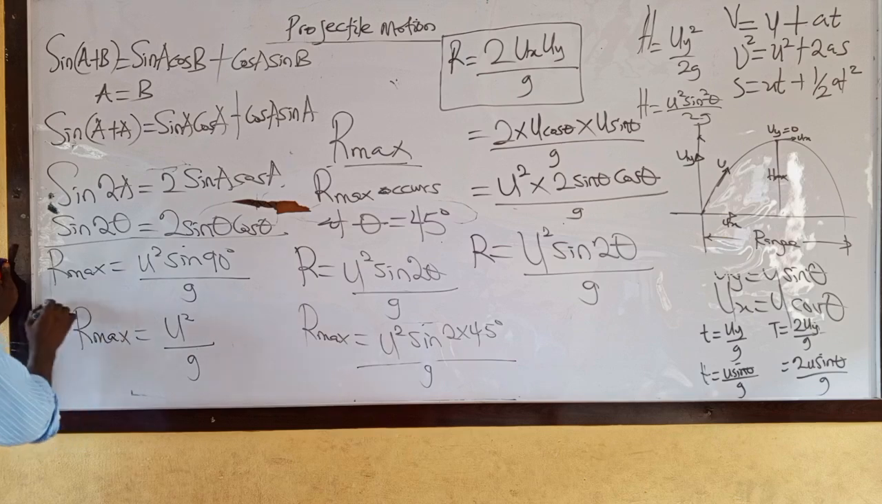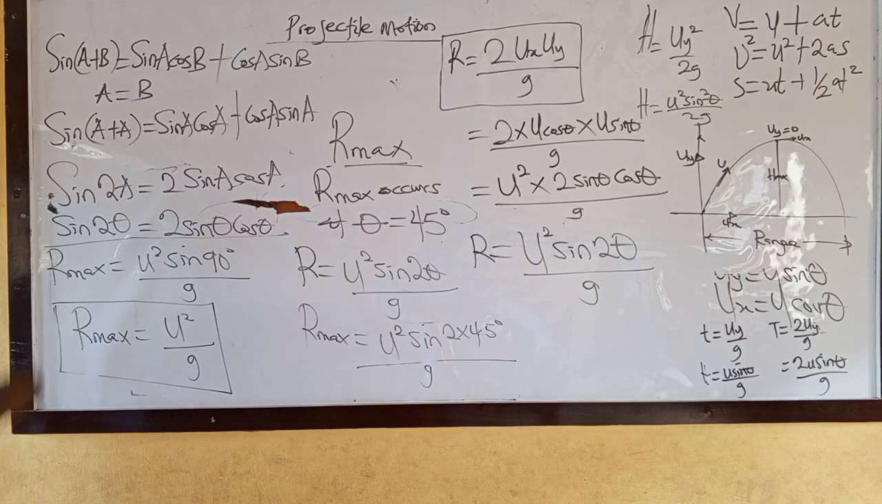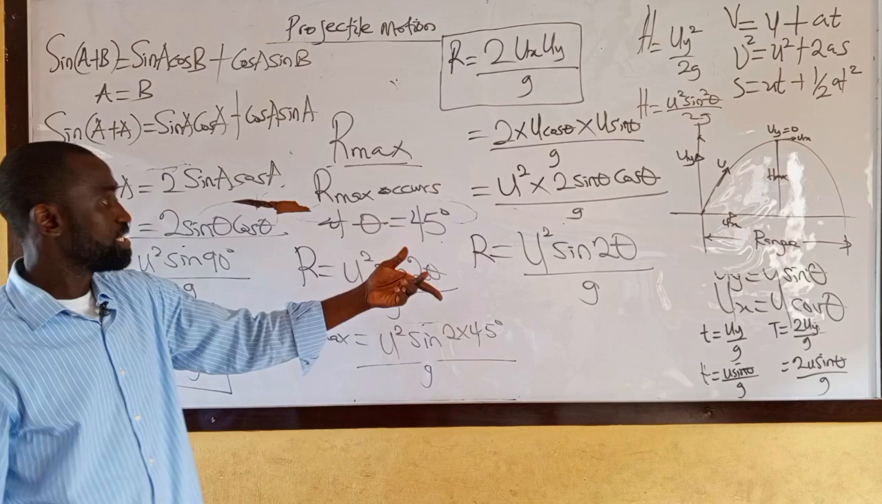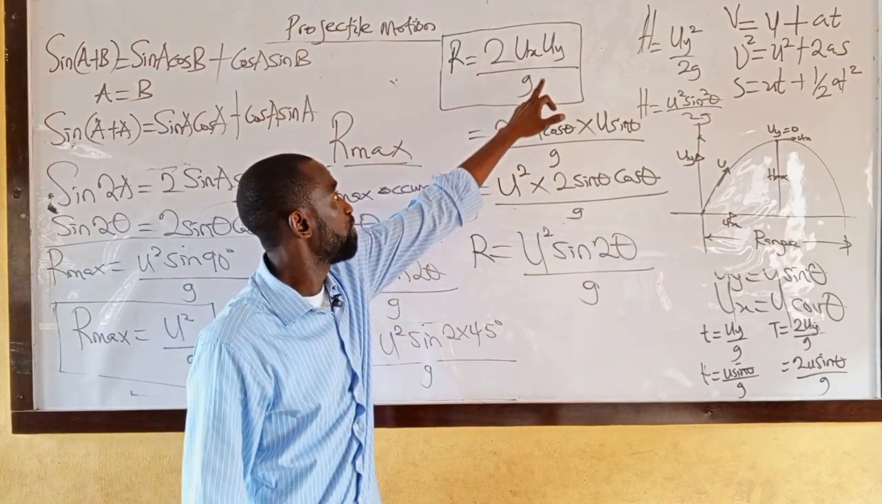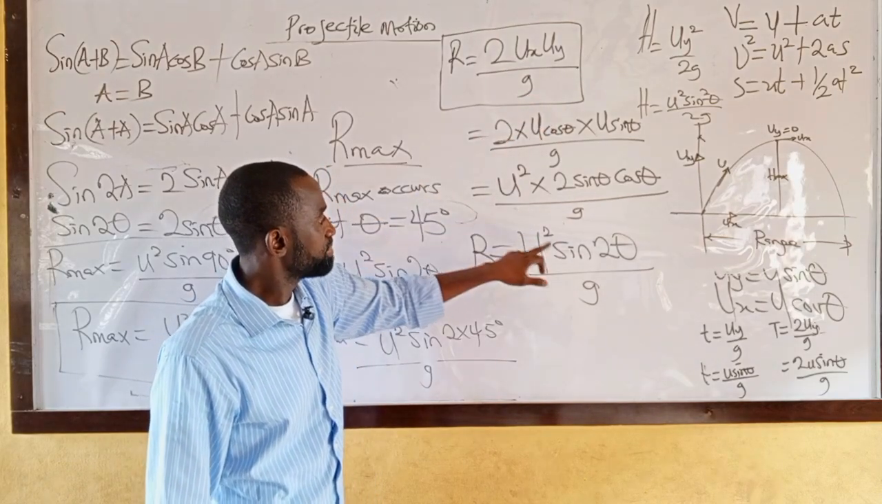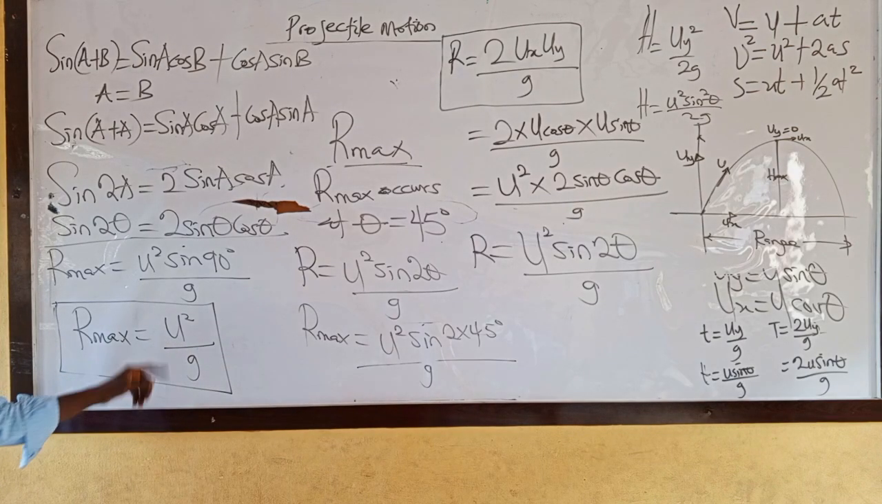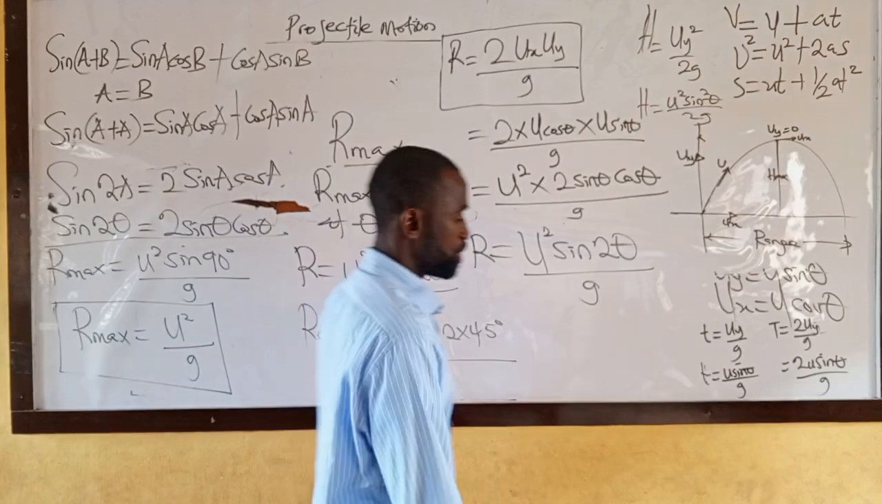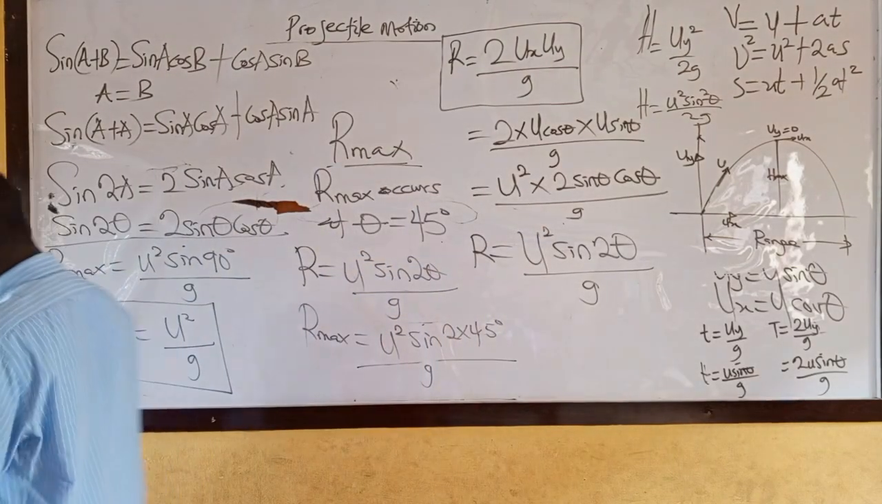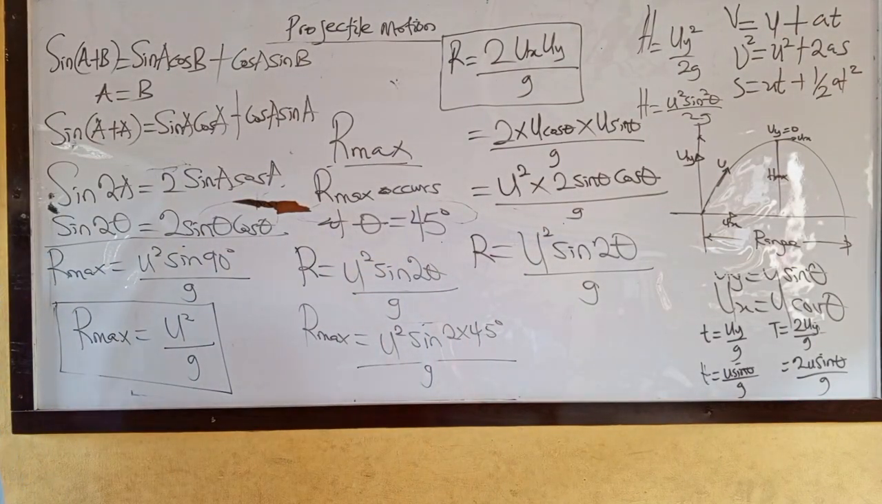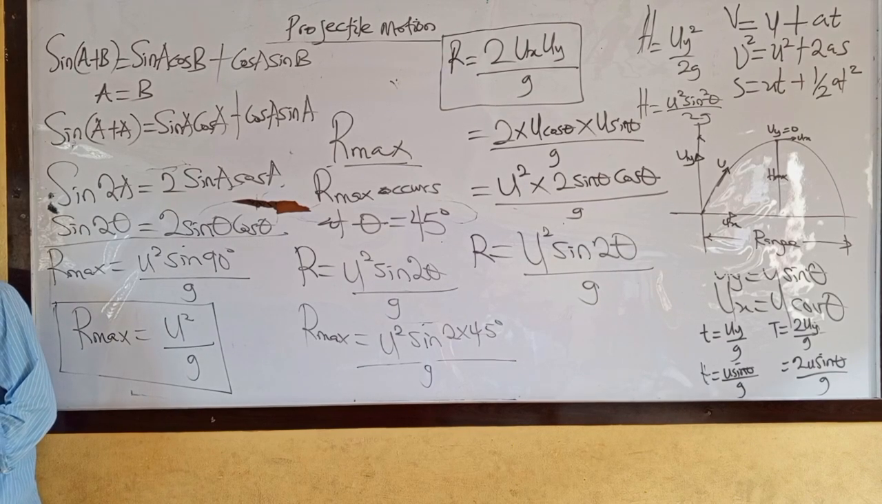This is the formula for maximum range. The formula for maximum range is U squared over g. What about the formula for range? 2 Ux Uy over g, or U squared sine 2 theta over g. For maximum range, we have U squared all over g. So that is all the key equations under projectile motion. The next one is what we call the relationship between maximum height and range.